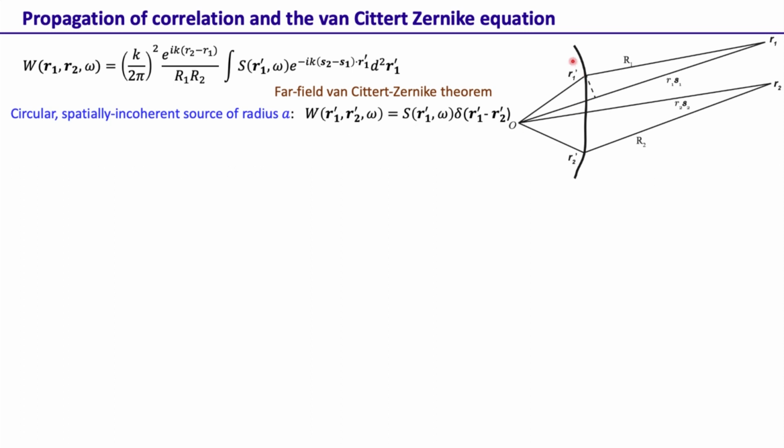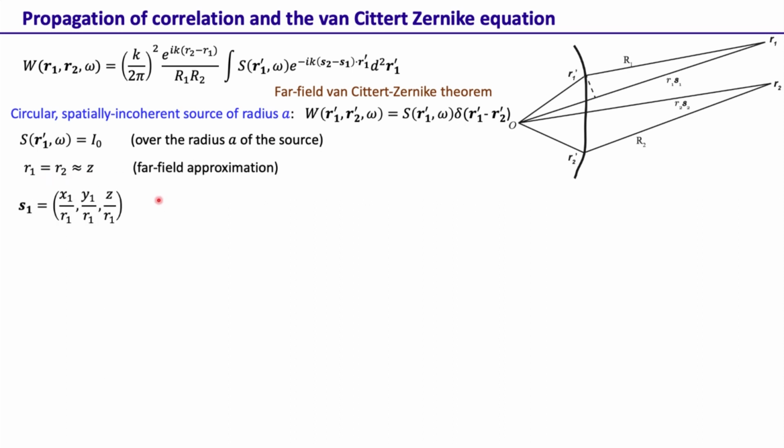Again, we are looking at when the source is completely incoherent, and this time we look at a specific example where the source is circular and spatially incoherent and has a radius a, and the spectral density intensity is just flat, that is just I naught over the radius a of the source. So just by doing simple math, since we are taking again the far field, R1 R2 is just the far field approximation, and then we can show that this S1, that unit vector, is just x1 by r1, y1 by r1, z1 by r1, and since r1 is just z, we can write it as x1 by z, y1 by z, and 1.